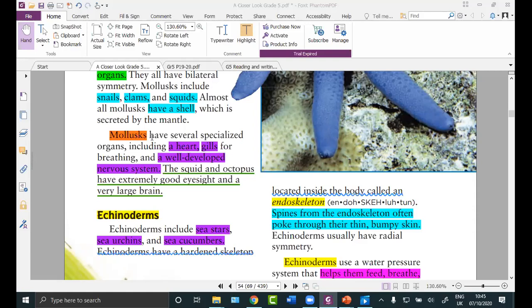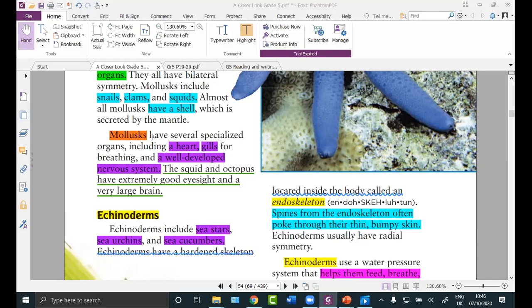Mollusks have several specialized organs, including a heart, gills for breathing, and a well developed brain. Some have extremely good eyesight and a very large brain. Okay, thank you so much.